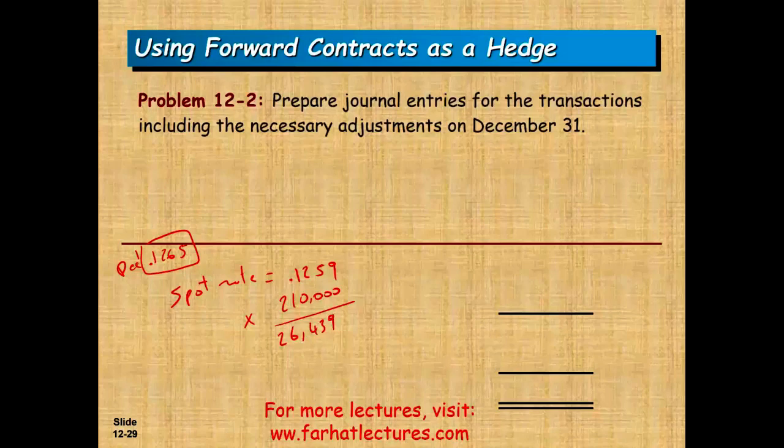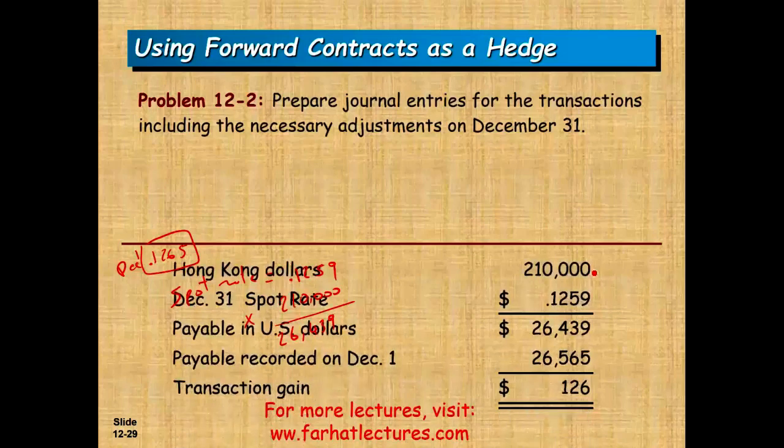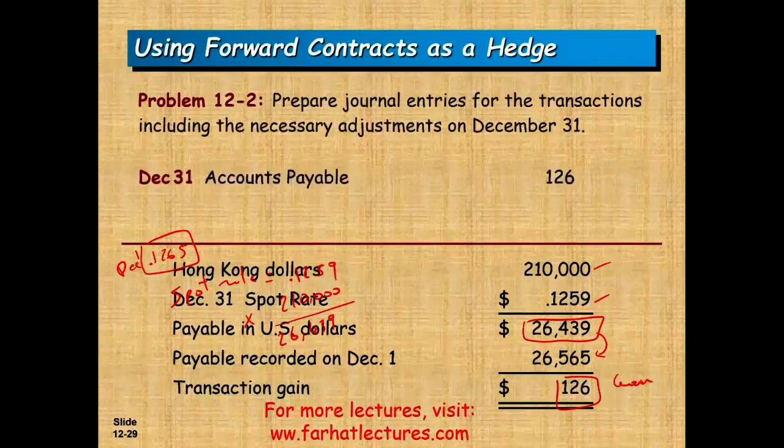So let's go ahead and process this transaction, 210,000 times the spot rate as of December 31st. My payable should be 26,439. My payable is 26,565. Well, my payable went down. I have a gain. Therefore, I debit accounts payable $126. I'm going to reduce my payable and I'm going to have a gain on the item being hedged. This is the item being hedged. I have a gain on the payable.